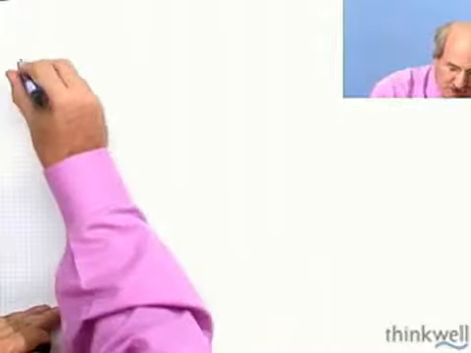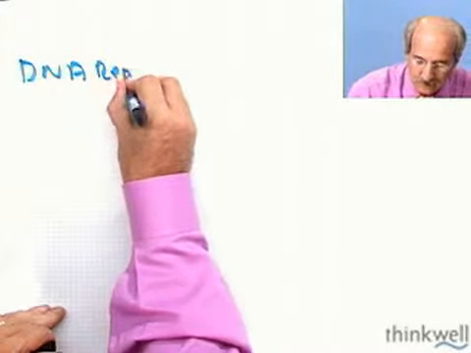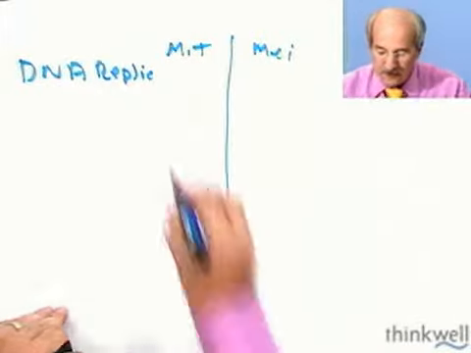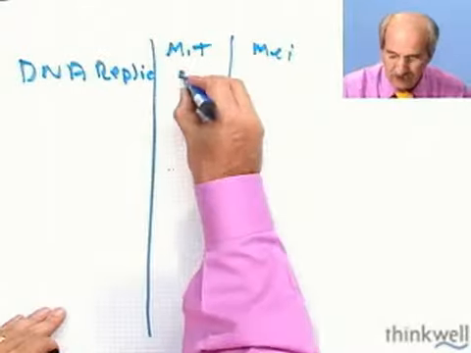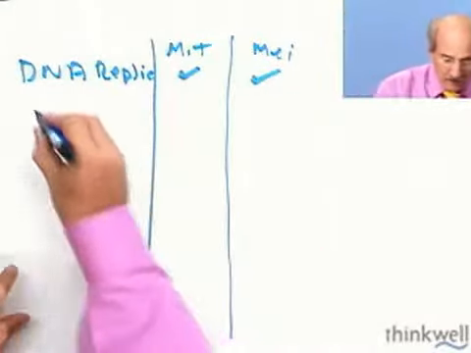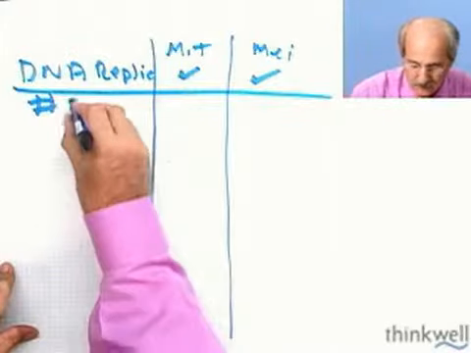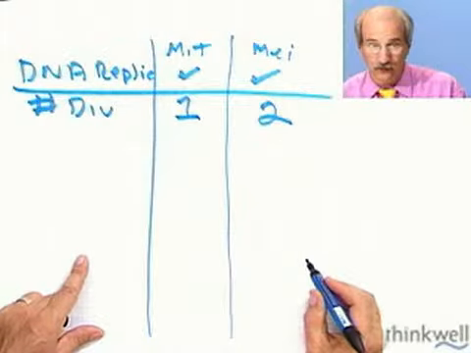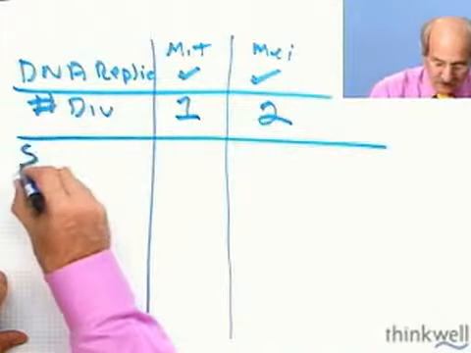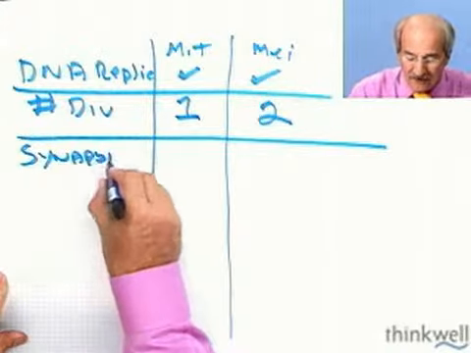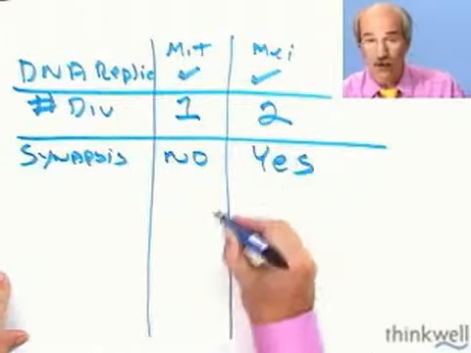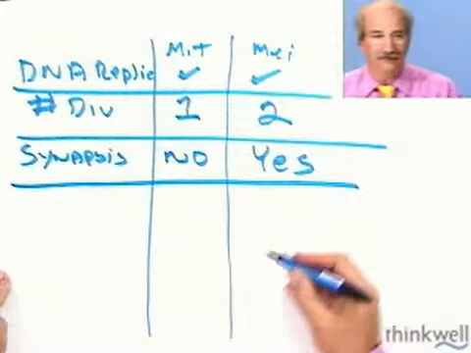All right, let's go to DNA replications. We'll do mitosis, meiosis. DNA replication, yep, to both. Number of divisions. In mitosis, 1. In meiosis, 2. Synapsis. The moving of homologous pairs together. Mitosis, no. Meiosis, you bet. Yes. Okay.